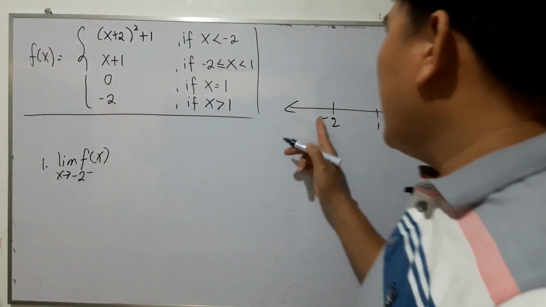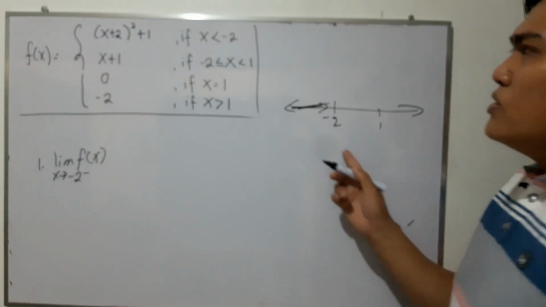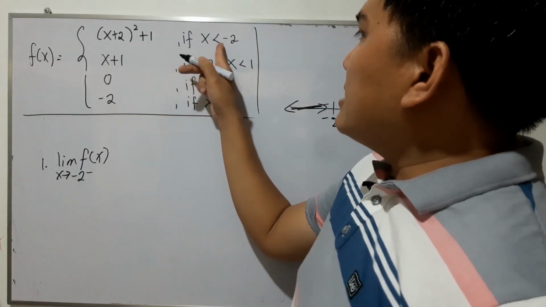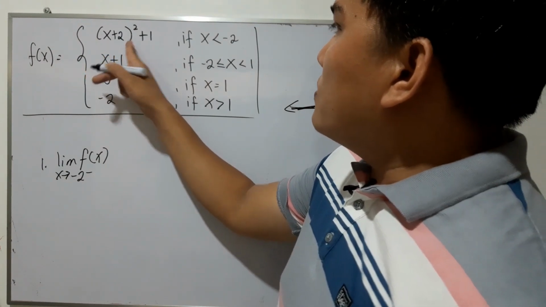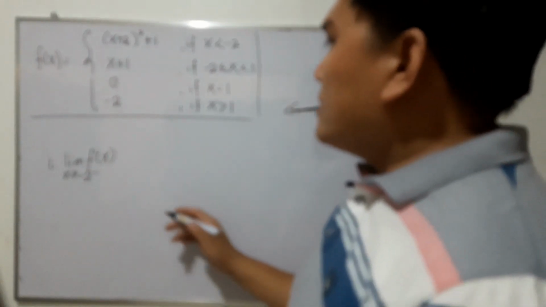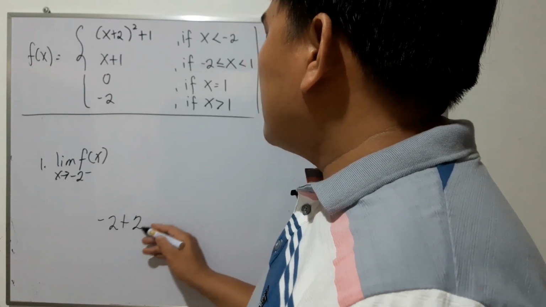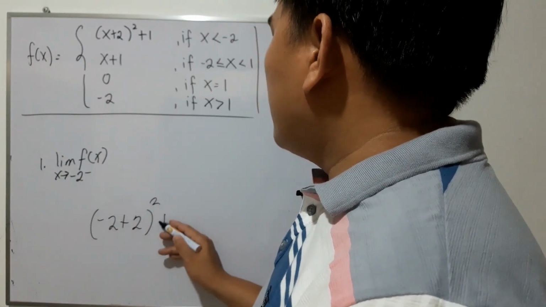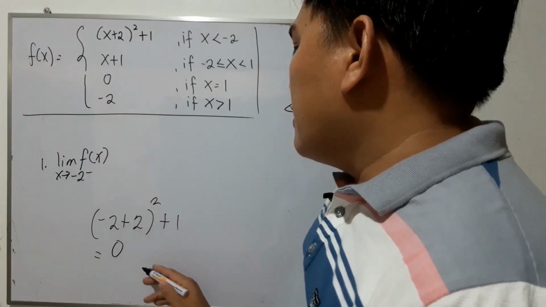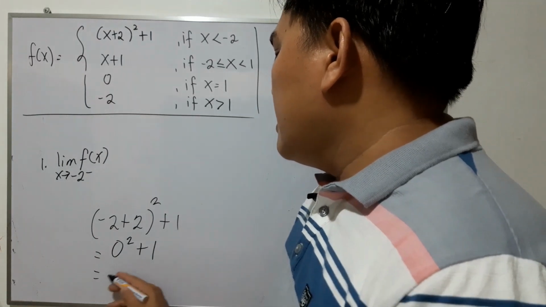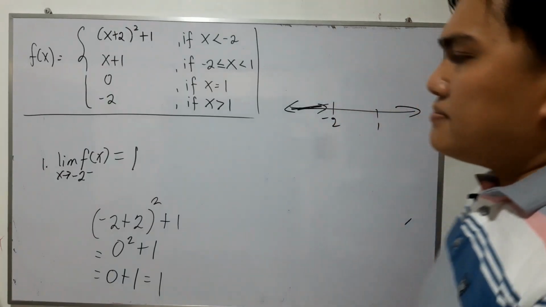So from the left of -2 here are values less than -2. So less than -2 is here. x is less than -2, so we need to substitute -2 here. So what will we have? That is -2 plus 2 squared plus 1. -2 plus 2 is 0 squared plus 1. That's 0 plus 1, that is 1.